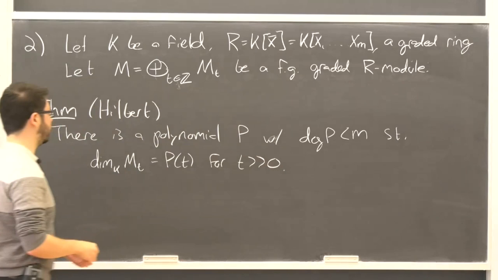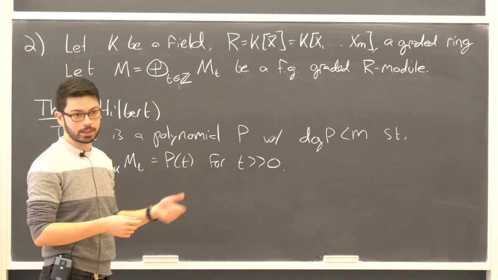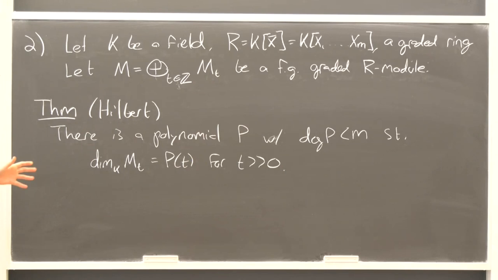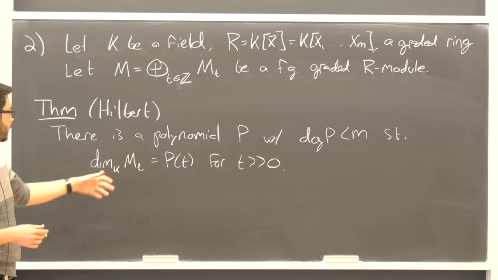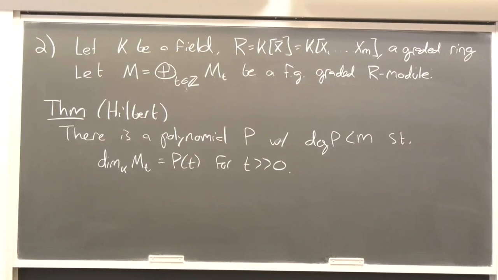I guess the normal way that this is proved is you construct a power series, the sum of the dimension of M_t times x to the t, and then you prove that this is equal to a rational function of a very specific form. And from this, you can deduce this thing. And here dim K is, I'm not sure if I said, just the K-linear dimension. All of these graded parts are K-vector spaces. So that's the second example of this phenomenon.